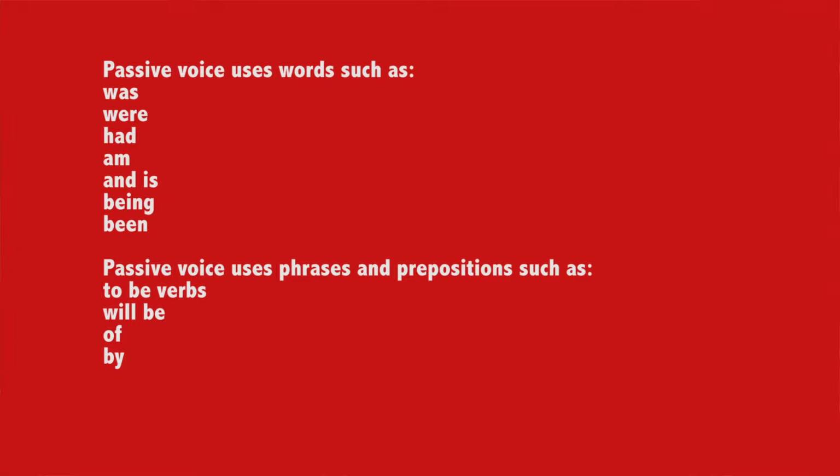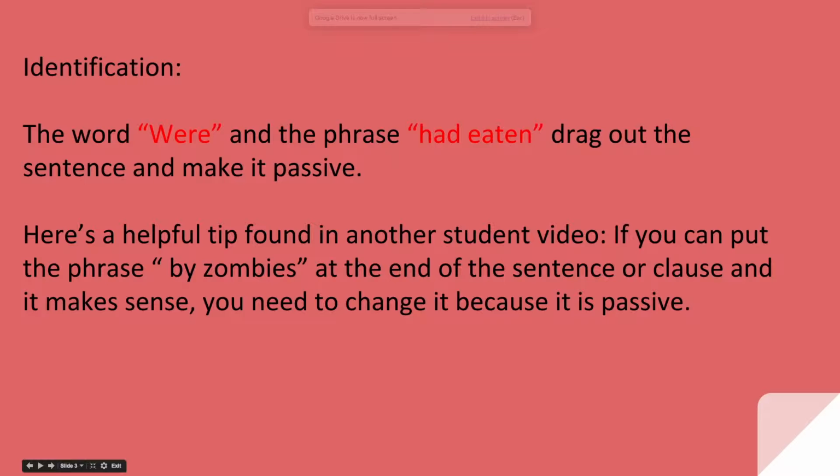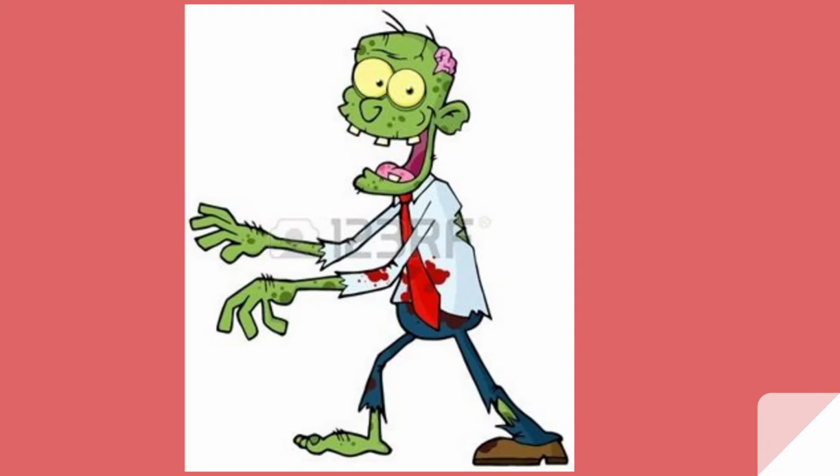How to identify passive voice. Passive voice uses words such as was, were, had, am, is, being, and been. Passive voice uses phrases and prepositions such as to be verbs, will be, of, and by. Look at the example on the next screen and identify what makes the sentence passive. The word were and the phrase had eaten drag out the sentence and make it passive. Here's a helpful tip found in another student video.